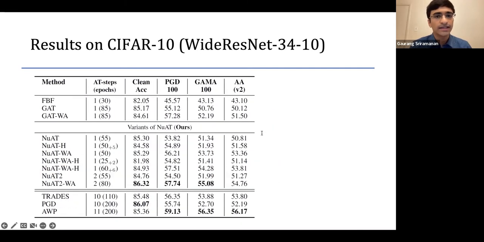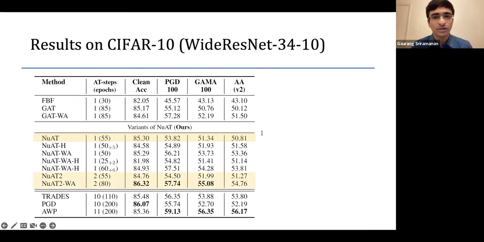Here, we present results on the CIFAR-10 dataset again, but using the wide ResNet 34-10 architecture. We note that NuAT significantly outperforms the baseline given by Fast is Better than Free, which is denoted as FBF in the first row. Since FBF suffers from catastrophic overfitting on these larger model capacities such as wide ResNet, we also remark that NuAT achieves better robustness and is able to strike a more favorable robustness accuracy trade-off as compared to GAT for the reasons mentioned earlier, while requiring far fewer epochs for training as well. For example, here we only require 55 epochs for NuAT, while others such as GAT use 85.